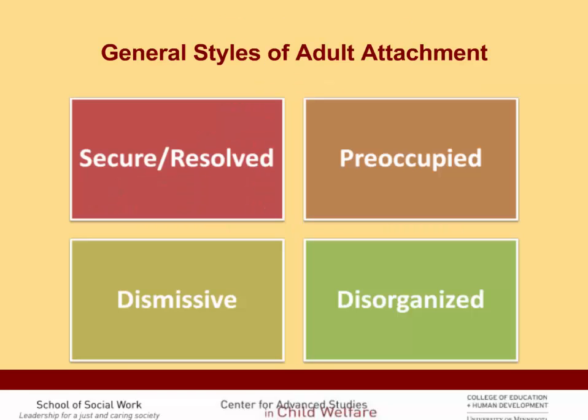Next, I will discuss the 4 types of adult attachment. They are secure and resolved, preoccupied, dismissive, and disorganized.